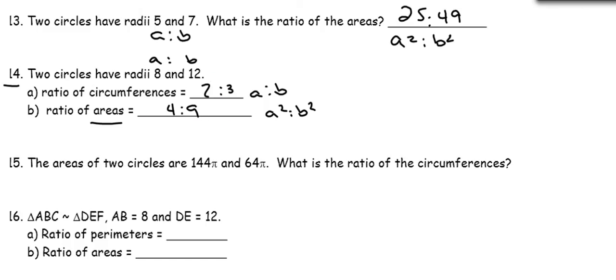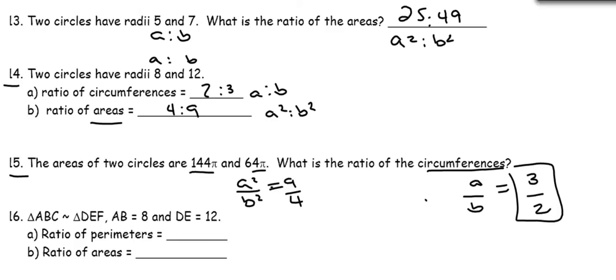Alright, number 15, you have the areas of two circles. So you have 144 and 64. To make a comparison of the areas of two circles is taking a squared to b squared. To find the ratio of the circumferences, you have to solve for a and b. So you will have to work backwards on this one. Pause the video and see if you get what I get. So the ratio of the circumferences should be 3 to 2.